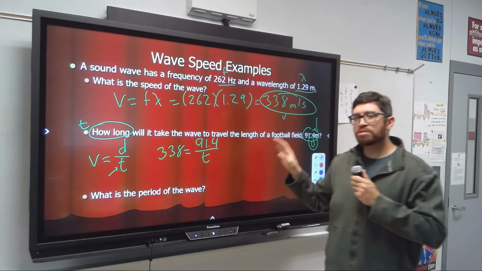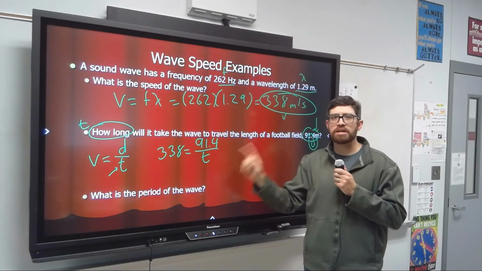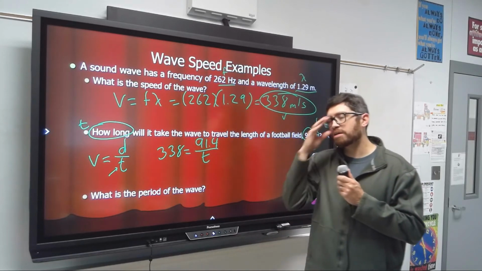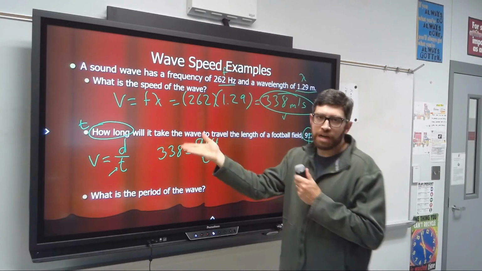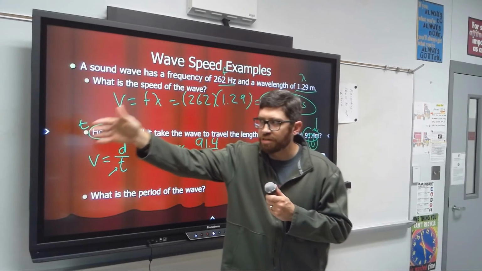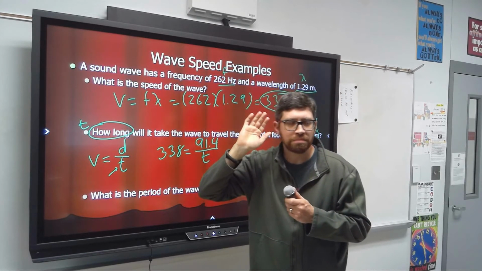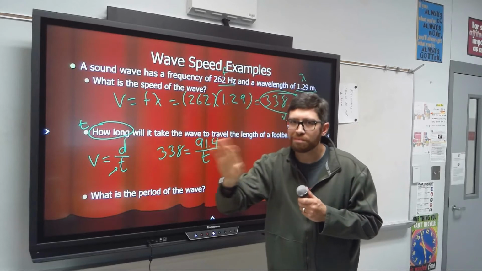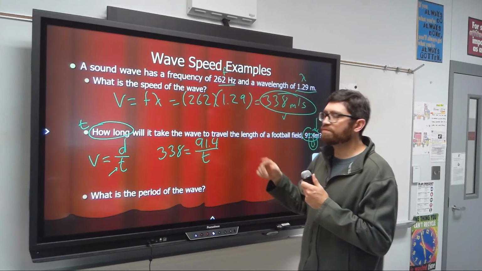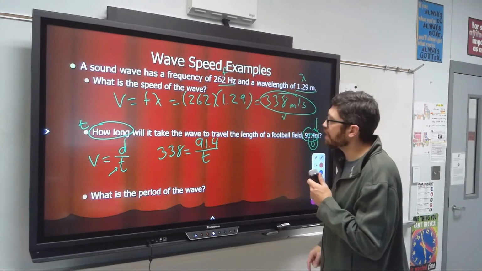Now, this is the most common algebra mistake I get. If you're solving for the variable in the denominator, most people don't know what to do. They'll divide here, they'll multiply here. One thing to help you is, let's use some common sense. Let's imagine what's happening here. You're standing on one end of a football field, you have a friend standing on the other, and they're going to yell or clap. How long is it going to take you to hear them? Probably not long, like less than a second. How do we get a number for time that's less than 1? Well, we have to divide by something that's bigger than the number on the top.